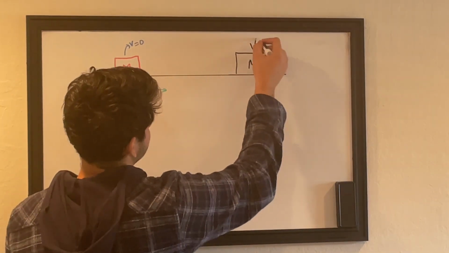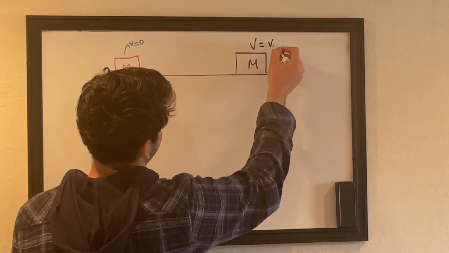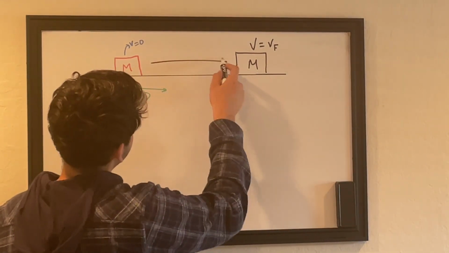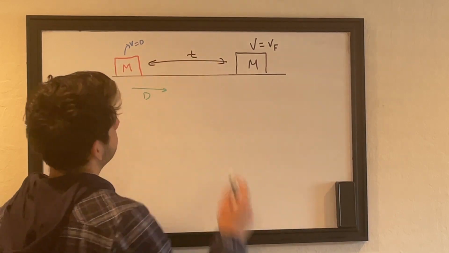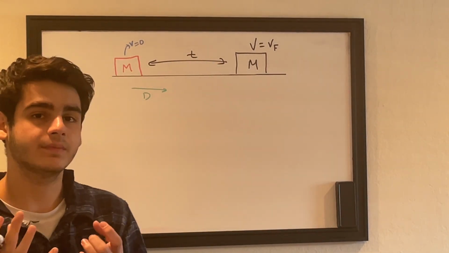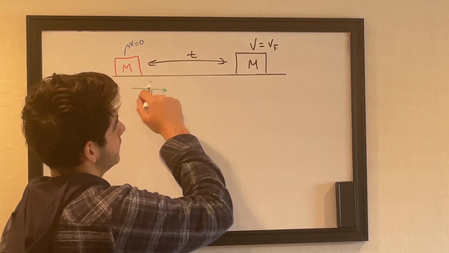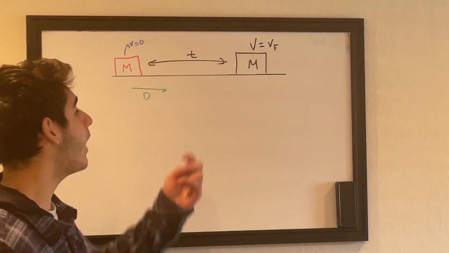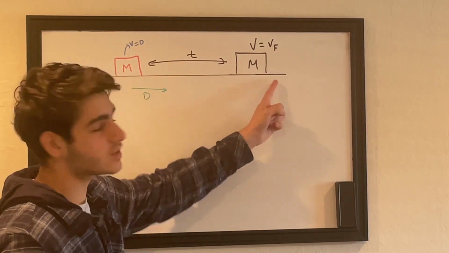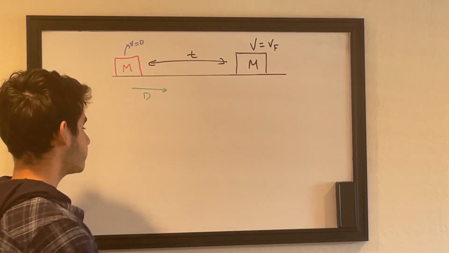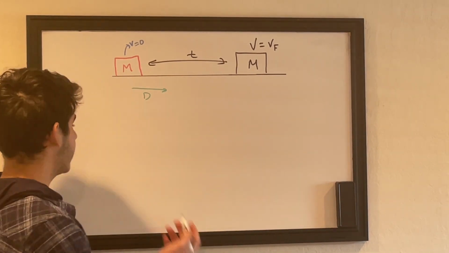It reaches a velocity equal to v final. Okay, and there has been some time elapsed in the middle. There's some certain amount of time that has elapsed within the distance. So how do we find the power needed for it to come this much distance and with this much velocity and this much time? Okay, so let's start with the beginning.